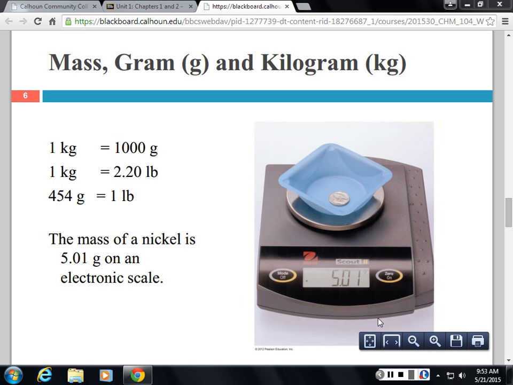Here's a balance. This measures mass, and this is what we use in the lab. It counteracts for gravity, so it gives the mass of an object. How much actual content material does that object take up? Every balance may read to different decimal places. And also there are conversion factors.